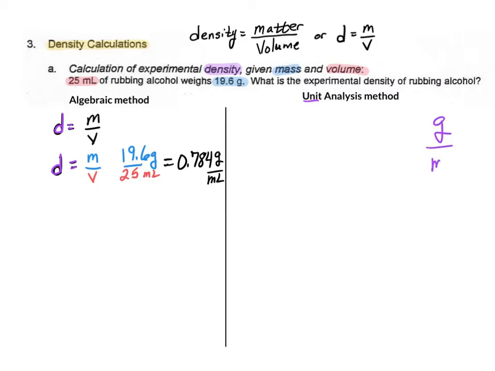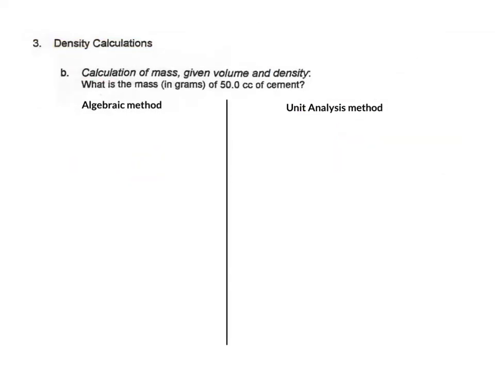So we'll put whatever unit has grams, in this case the 19.6 grams, on top, and we'll put 25 milliliters on the bottom so that the units match up. Then we just plug that into our calculator, we get 0.784, and then our units will be grams on top, milliliters on the bottom, and we're done. And this is the second type of density calculation.